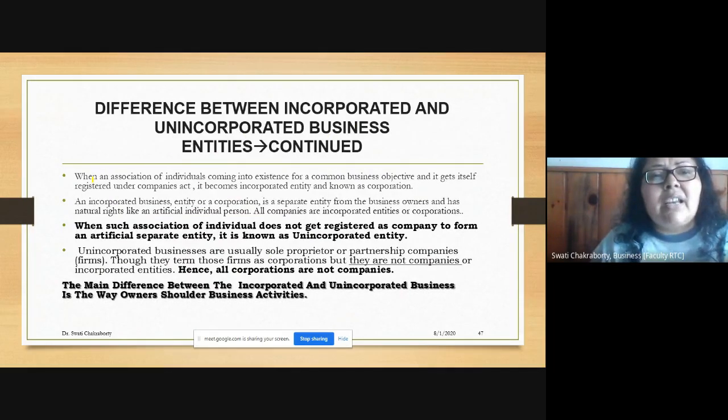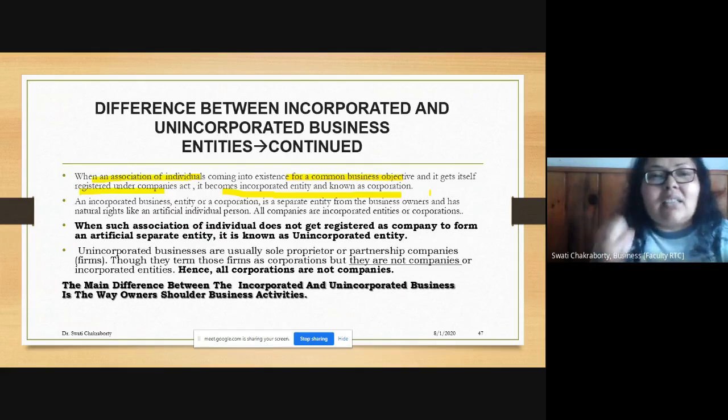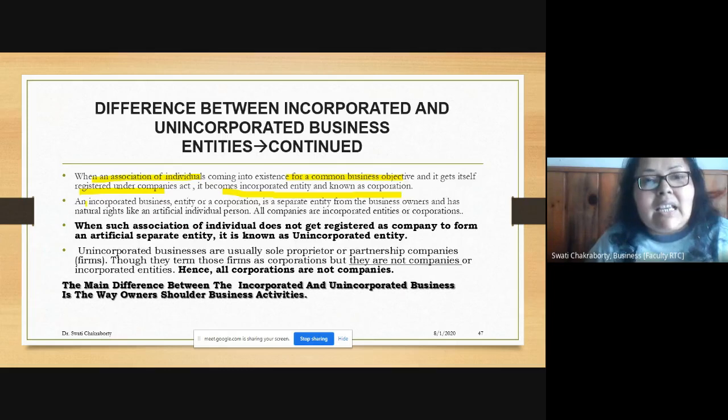when an association of individuals comes together for a common business objective and gets registered under the Companies Act, it becomes an incorporated entity, which is also known as a corporation. A group of people having a common objective goes for incorporation, that is, getting registered under the Companies Act. That's a corporation. Whereas it's not the same for an unincorporated business.